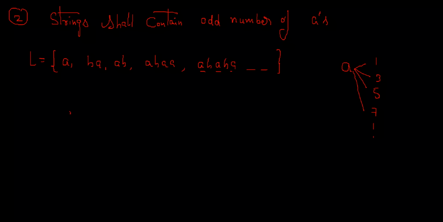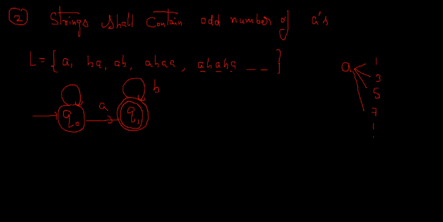So now for the minimum string, from Q0, if you see a single A, it is an odd A, so you are going to Q1 and you make Q1 a final state. After 1 A, you can have any number of B's. Before A, you can have any number of B's. Suppose you see another A, then you are coming back to the initial state. That means this is the first A and this is the second A. Now if you see another A, again you are coming to Q1.